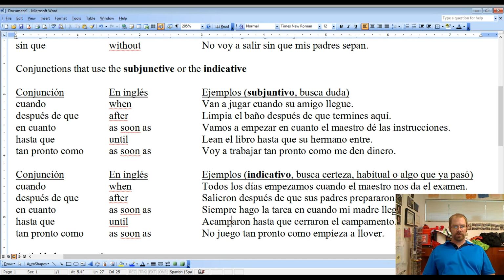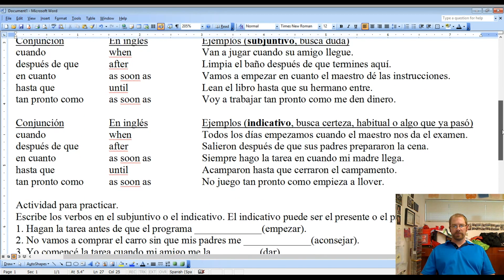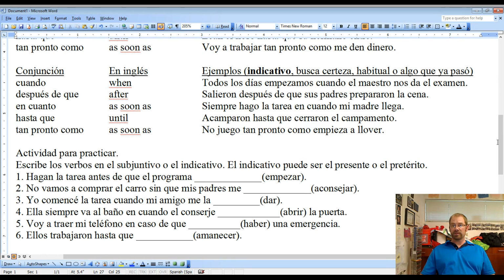And then the last one there, we have no juego tan pronto como empieza a llover. So I don't play as soon as it starts raining. Maybe I'm a baseball player, and I know that if it starts raining, I'm not going to play. So this is something that just always happens. So what I have for you guys, like I said at the beginning, is an activity to practice this.